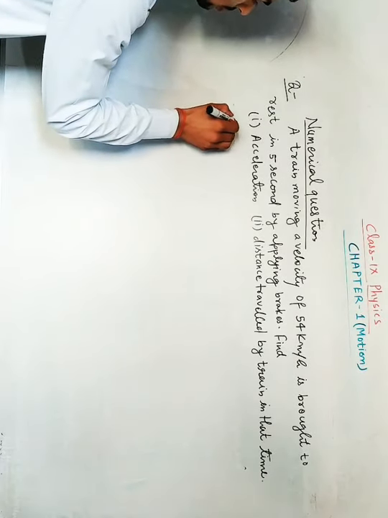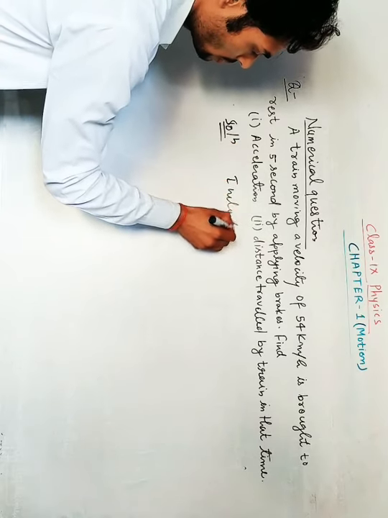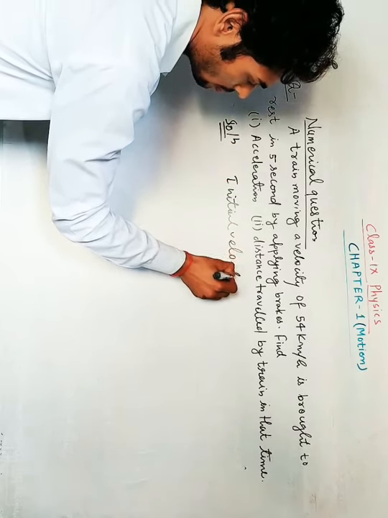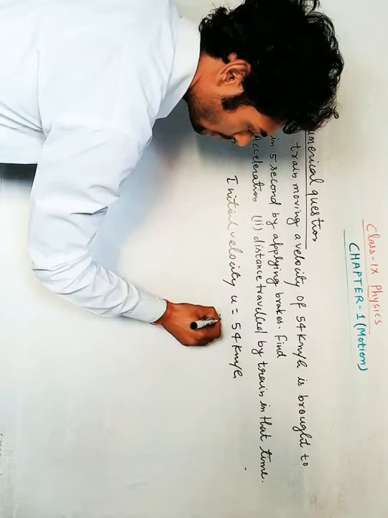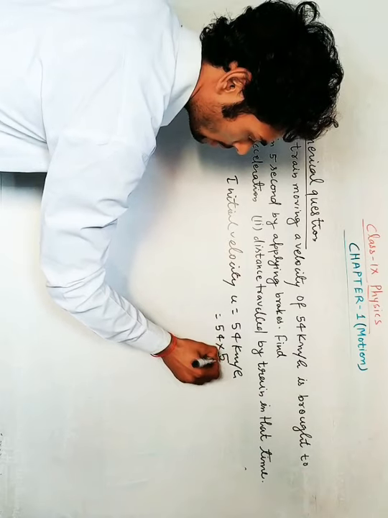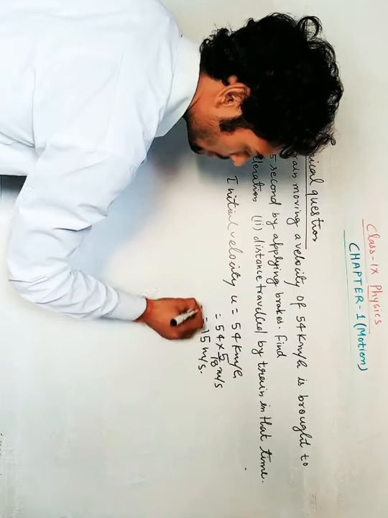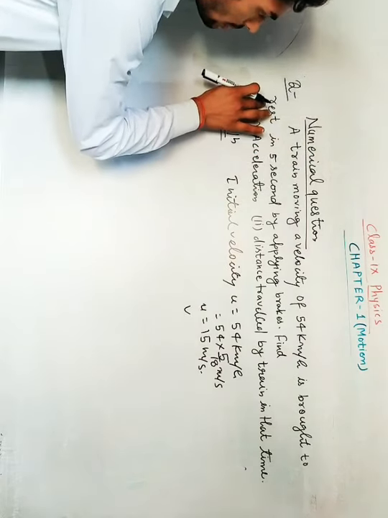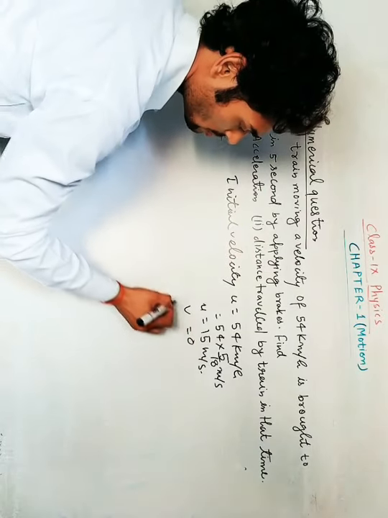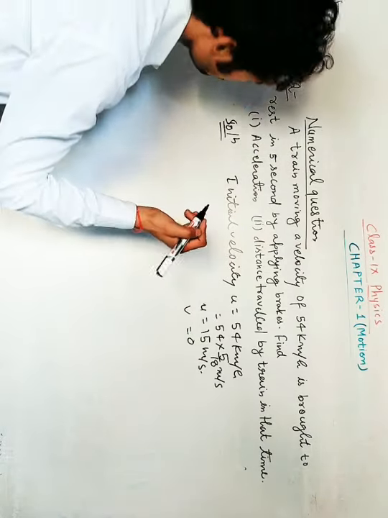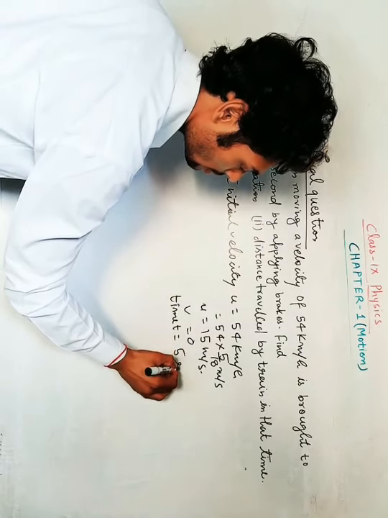First, the initial velocity of the train: U equals 54 km per hour equals 54 into 5 by 18 meter per second. It becomes 15 meter per second, the initial velocity. The final velocity: the train comes to rest in 5 seconds, so the final velocity becomes 0, and time t equals 5 seconds.